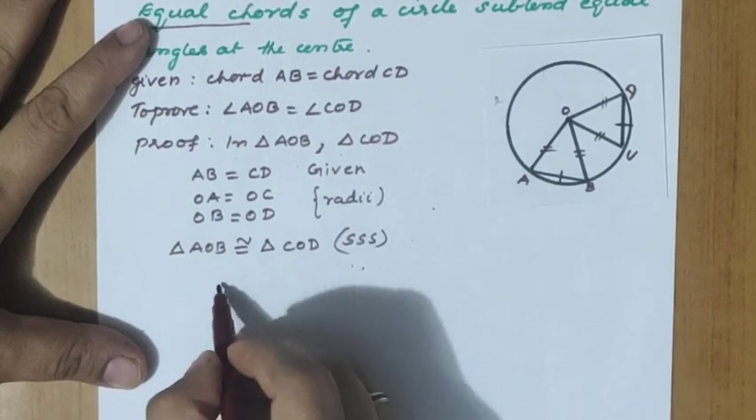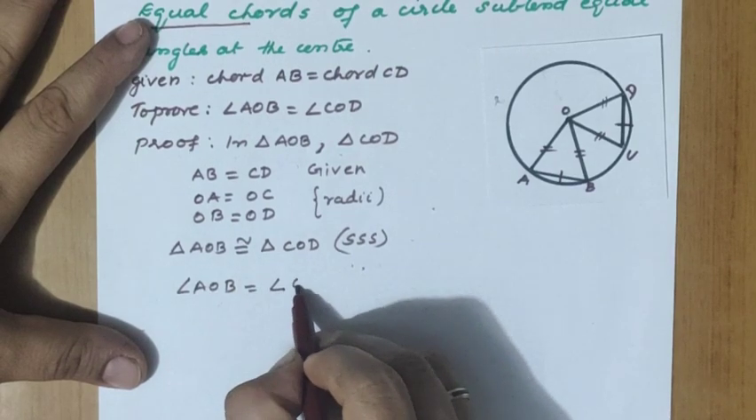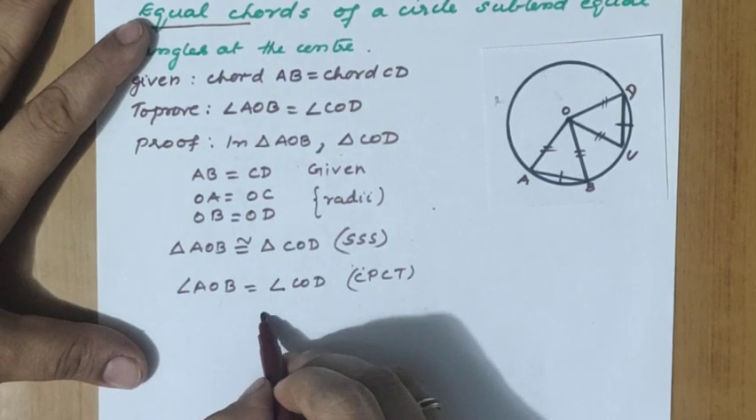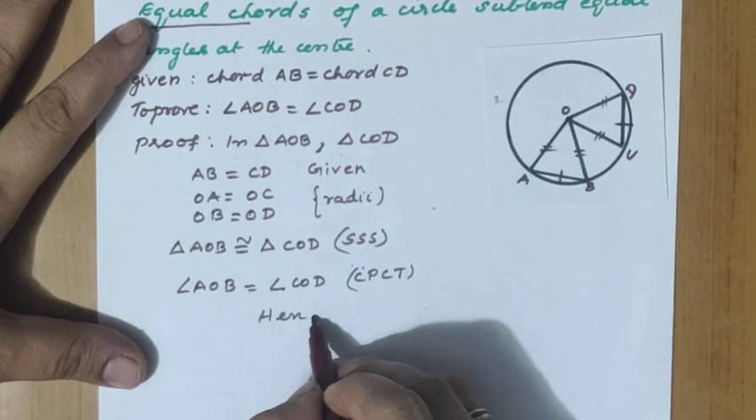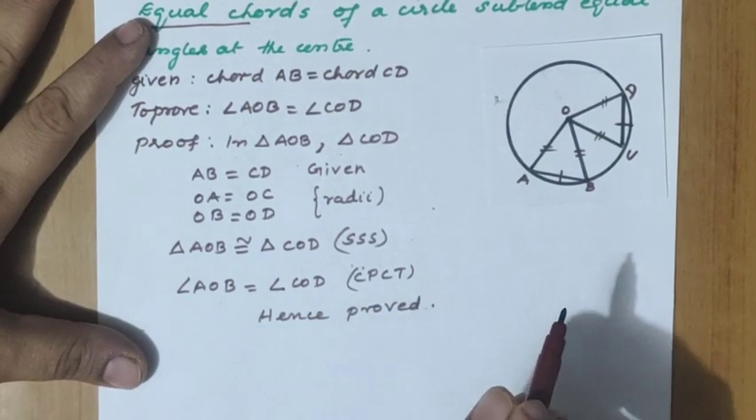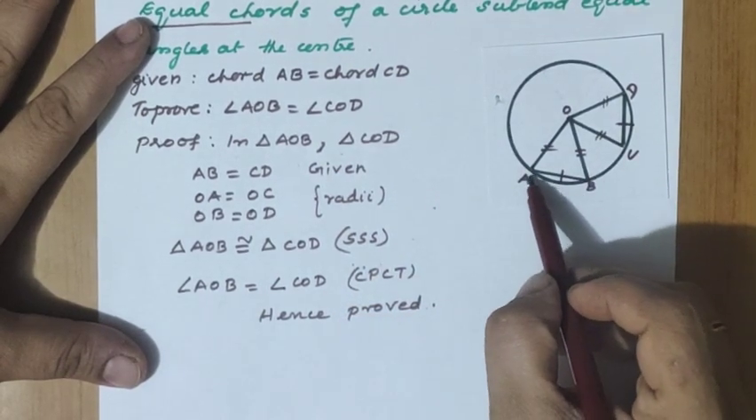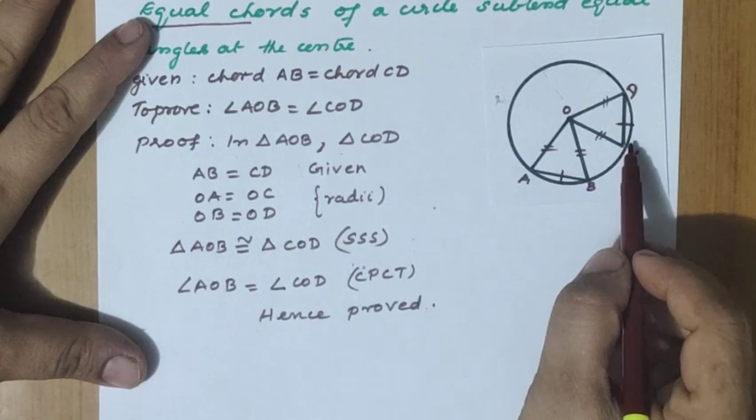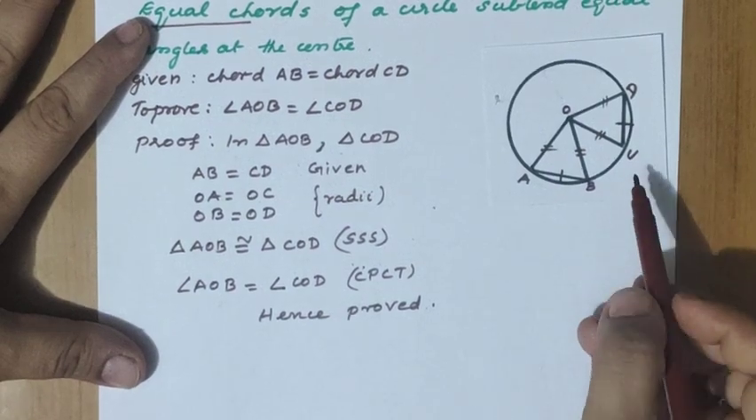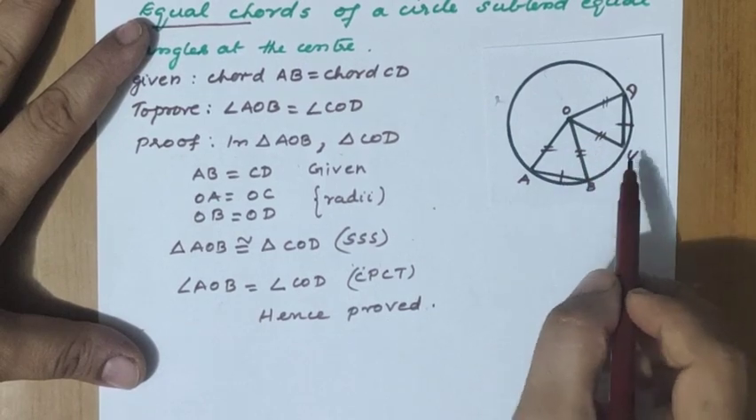Now what do we want from this? Angle AOB. So angle AOB equal to angle COD by CPCT. So what is the concept here? AB and CD make equal angles at the center, hence proved. It is a very easy theorem. AB and CD are the equal chords. We have to prove that these equal chords also make equal angles at the center. For that we joined OA, OB, OC, OD, and got two triangles.